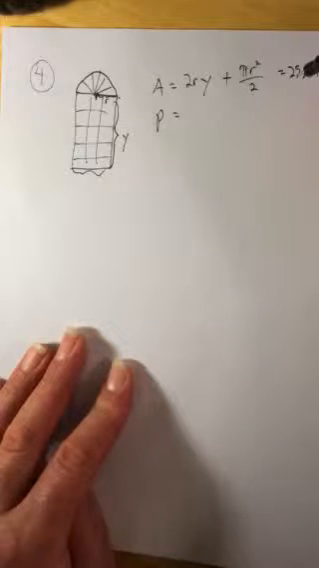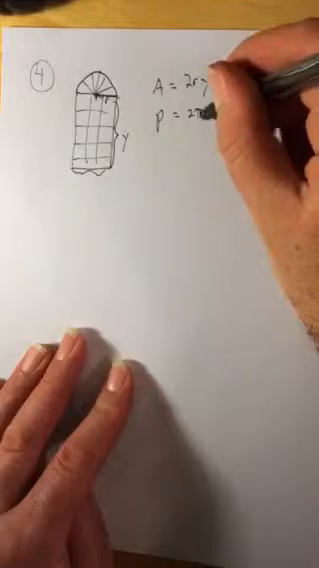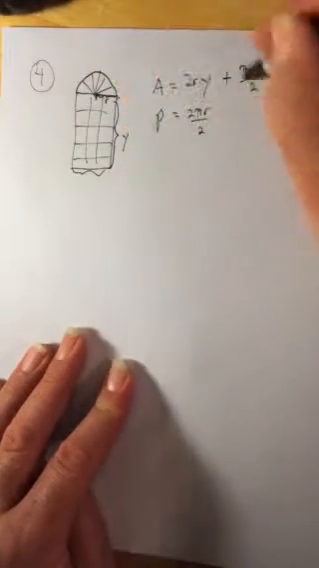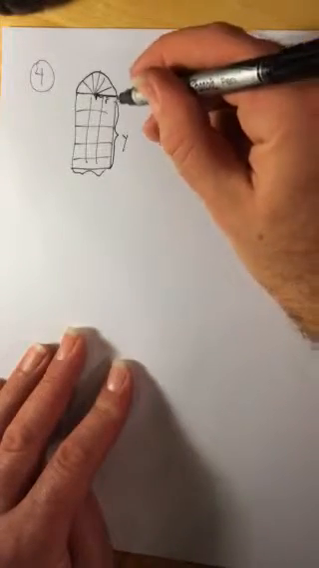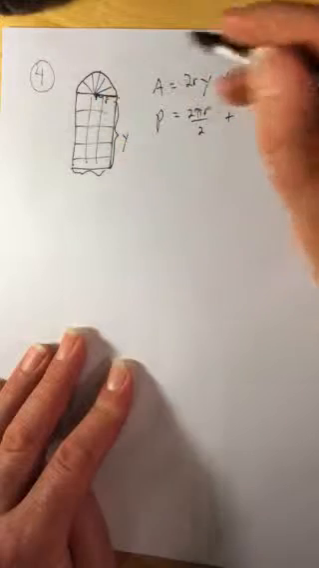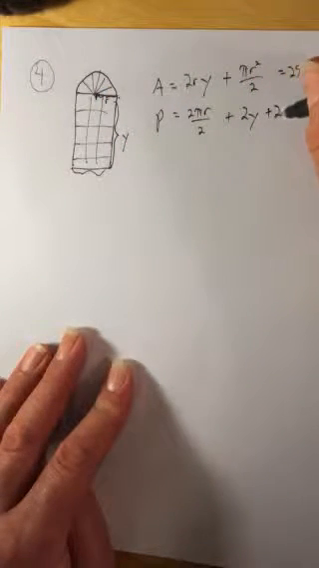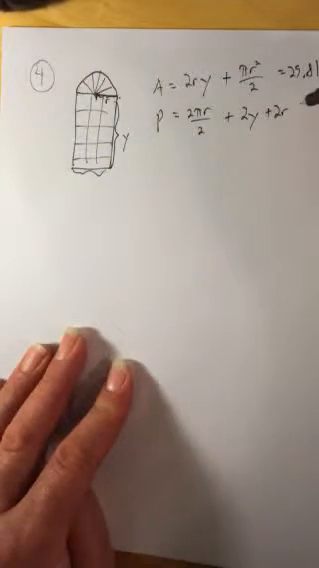The perimeter of this thing is going to be half the perimeter of a circle, so if I take 2 pi r and divide it by 2, that's half the circumference of a circle. And then what have I got from the rectangular part? I should have two sides that are length y, and then one side that's length 2r, because remember r is only halfway across the window. So that is what's equal to 21.